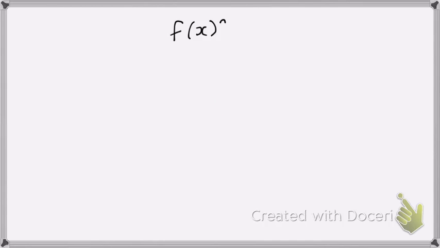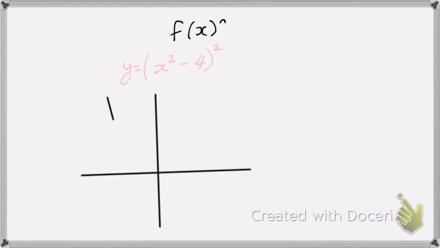So let's have a look at an example. What should I sketch? Maybe I'll sketch y equals (x squared minus 4) squared. So first thing I want to do, firstly I'll sketch x squared minus 4, and now I'll square that. Okay, so when I square 0, I get 0. So through here and through here, I'll pass exactly through.